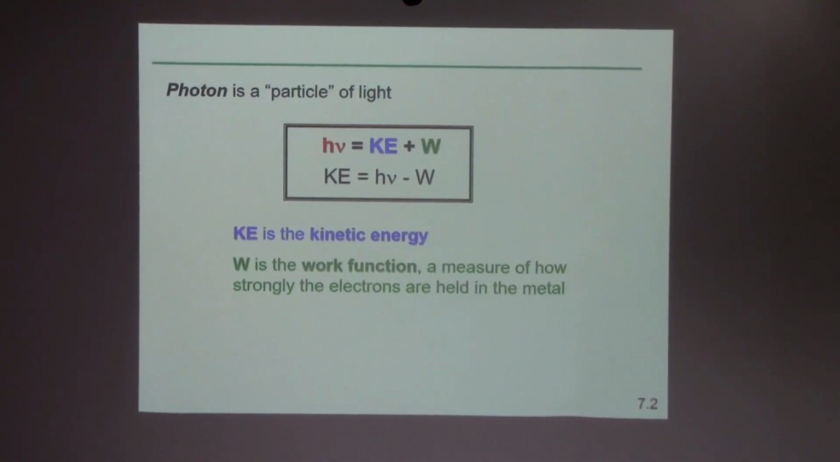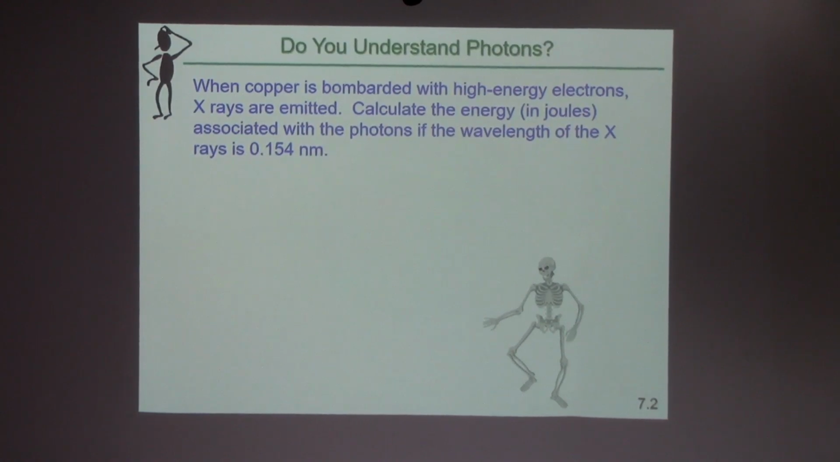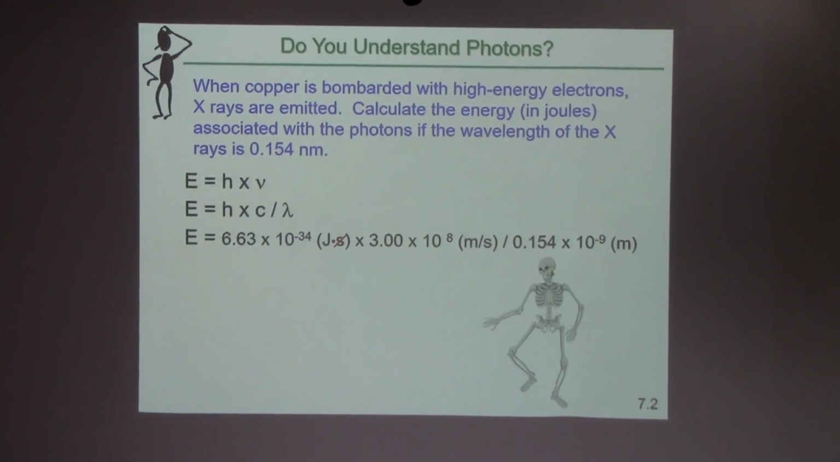Practice problem: when copper is bombarded with high-energy electrons, X-rays are emitted. Calculate the energy in joules associated with the photons if the wavelength of the X-rays is 0.154 nanometers. The problem is solved as shown.